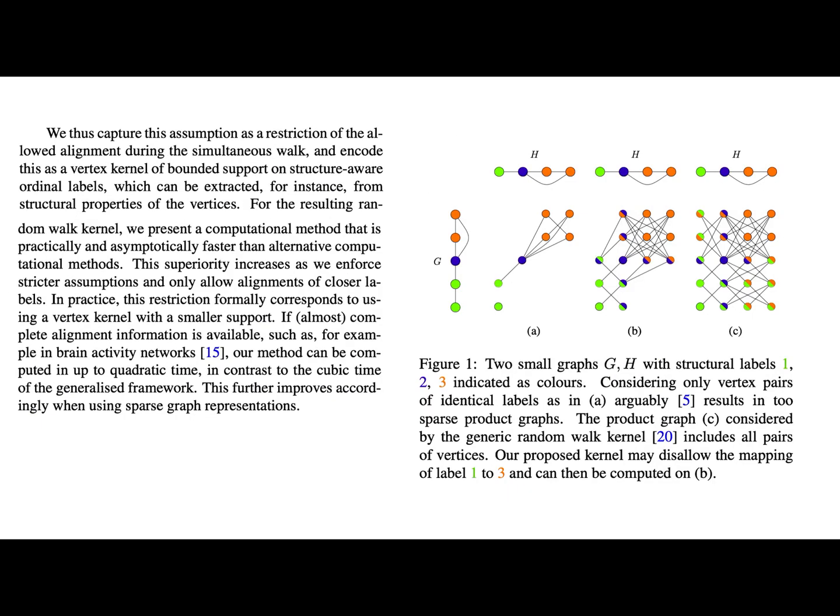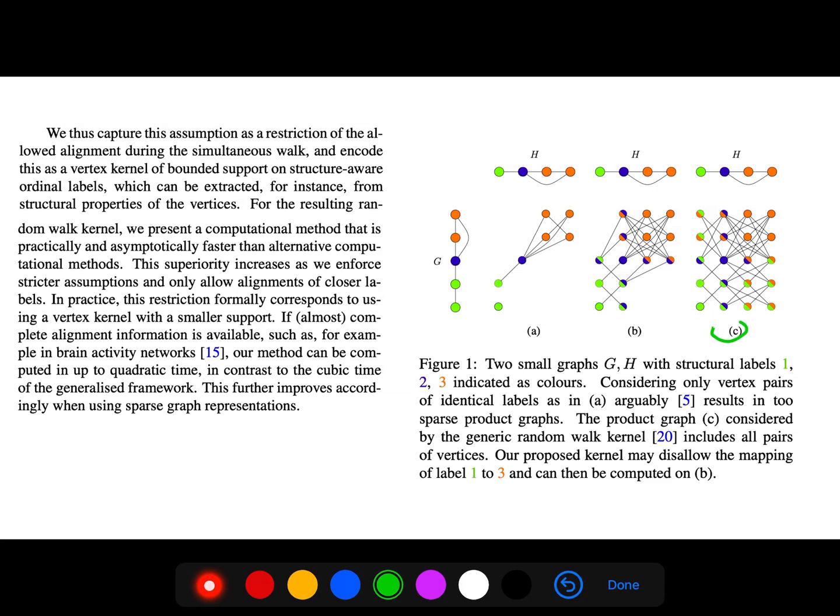For example, here you see two small graphs G and H with structural labels 1, 2, 3 indicated as colors. Considering only vertex pairs of identical labels, the product graph is C. Like in the previous videos, I showed the product graphs. The product graph considered by the generic random walk kernel includes all pairs of vertices.